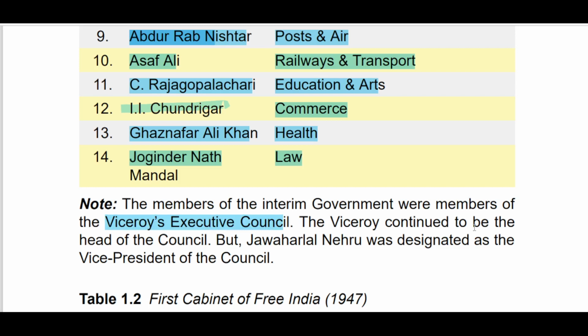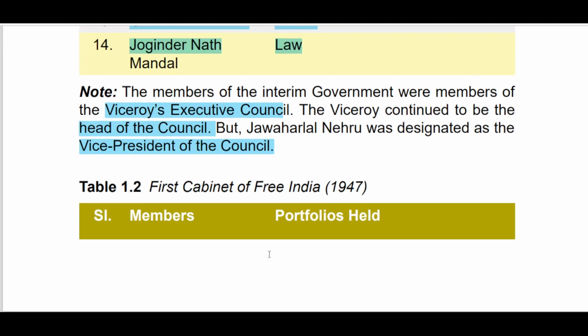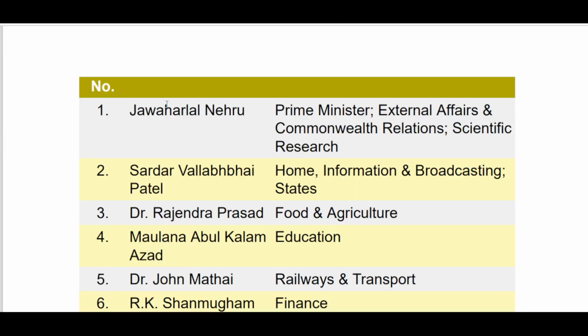Members of the interim government were members of the Viceroy's Executive Council. The Viceroy continued to be the head of the council, but Jawaharlal Nehru was designated as the Vice President of the council. First Cabinet of Free India, 1947. So Jawaharlal Nehru was chosen as the Prime Minister, with External Affairs, Commonwealth Relations, and Scientific Research.